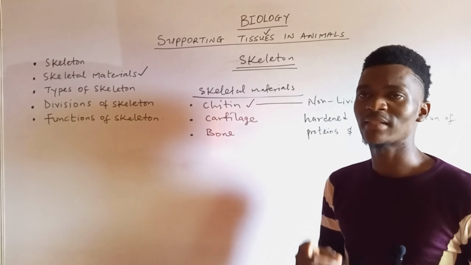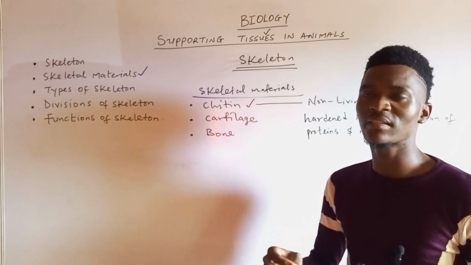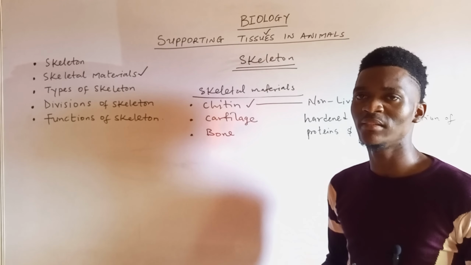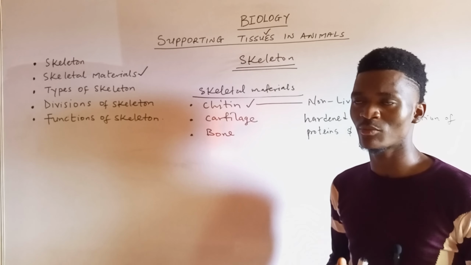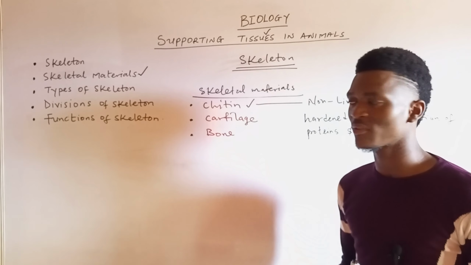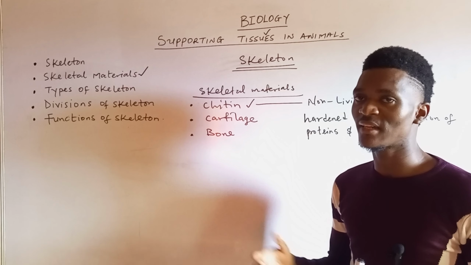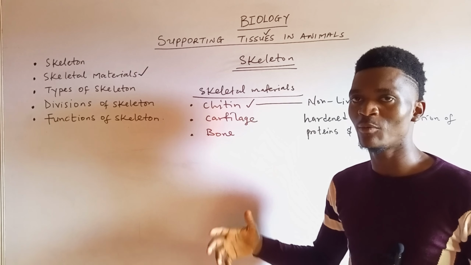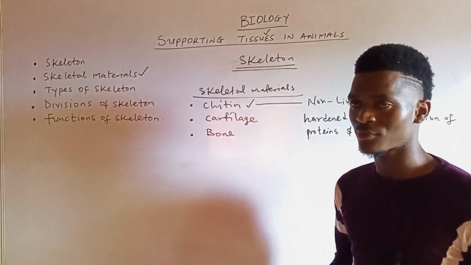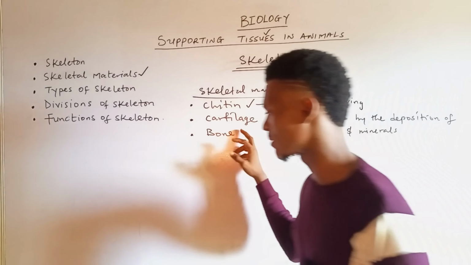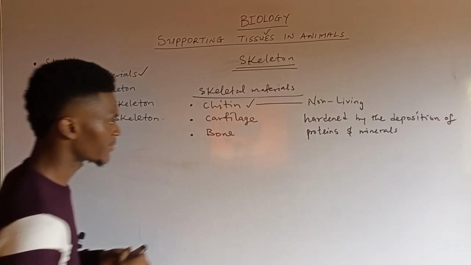And mind you, chitin is seen to be the main skeletal material that is present in arthropods, the skeleton of arthropods. When we get to that of types of skeleton, then we get to understand how chitin plays a vital role in the skeletal makeup of arthropods. All right. The next is cartilage.